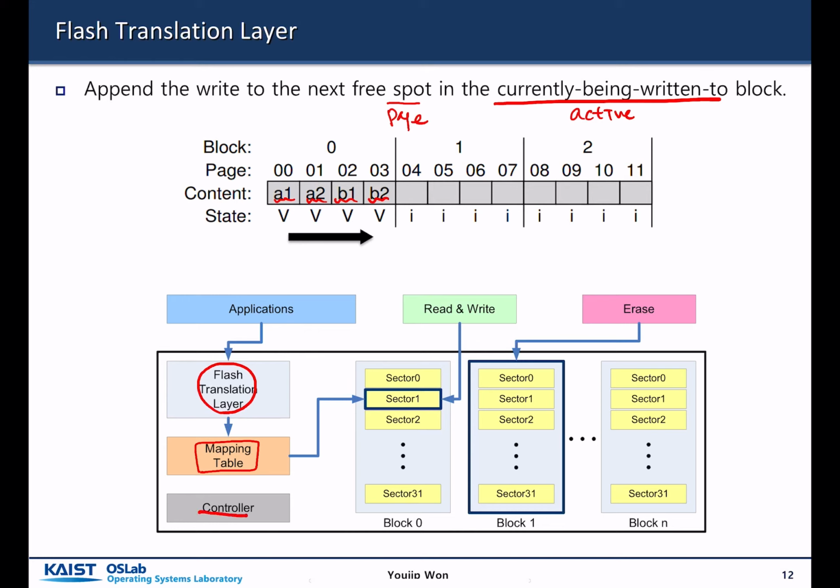There's a controller, and there are blocks, block 0 and block 1 and block n. In this example, each block contains 32 sectors. When we perform an erase, we erase the entire block, so we erase the 32 pages or 32 sectors at a time. Then the mapping table contains a pointer to the active block. The active block is the block where the currently incoming writes need to be written to.